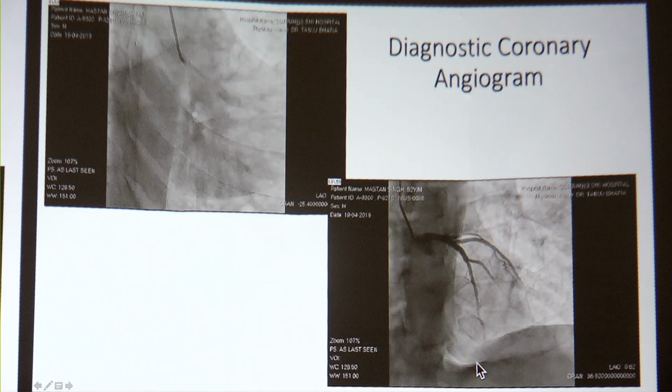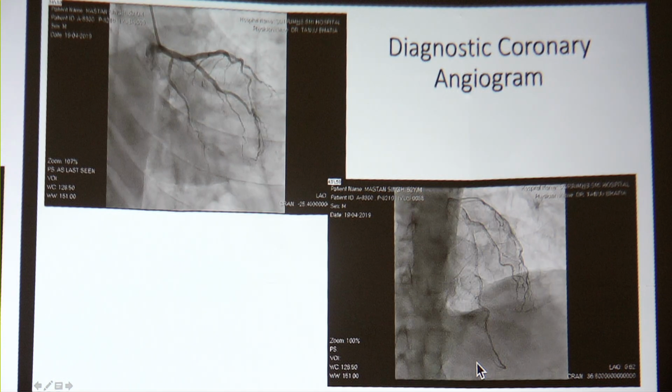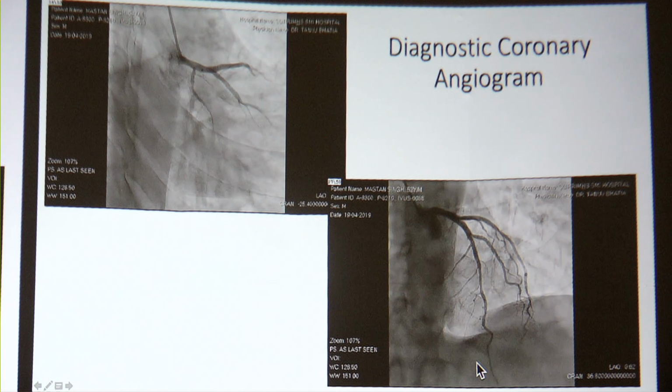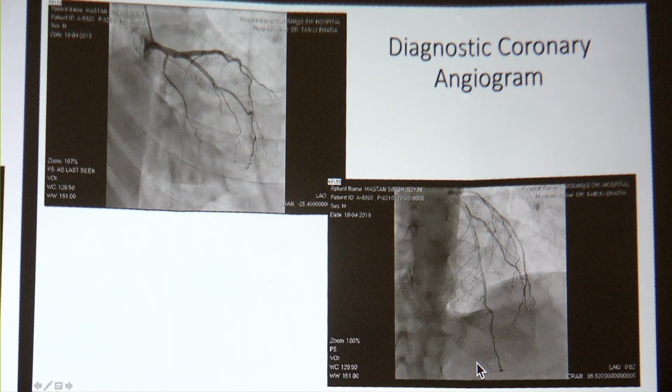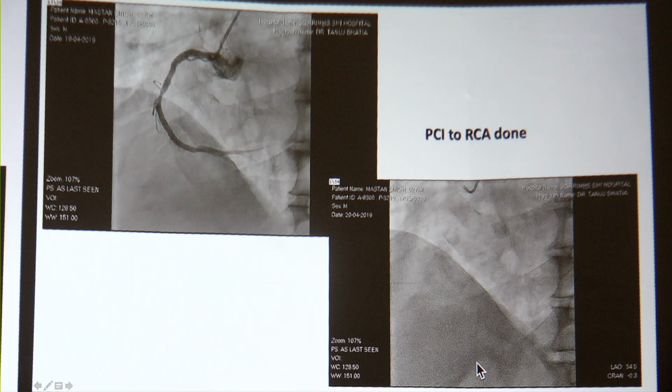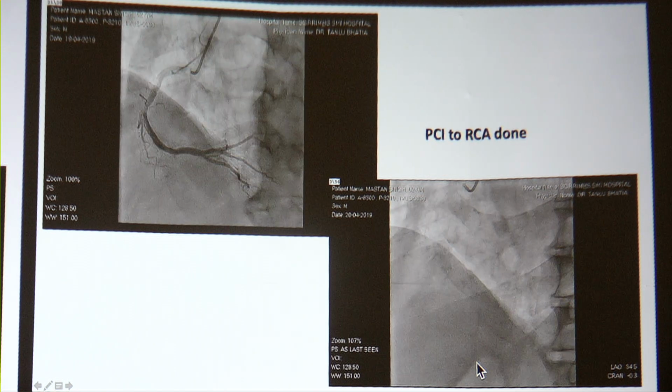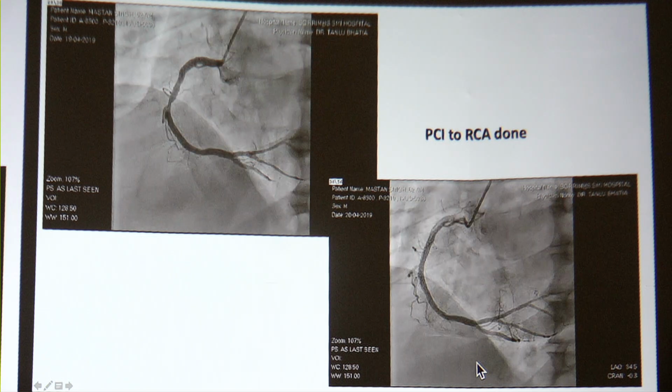Please look at the angiogram very carefully, although it does not show much. The LAD has mild disease, the left circumflex is a very small vessel. So this is the right coronary artery. This was the only lesion that appeared simple to me. You can please see the date, it is 19th April.